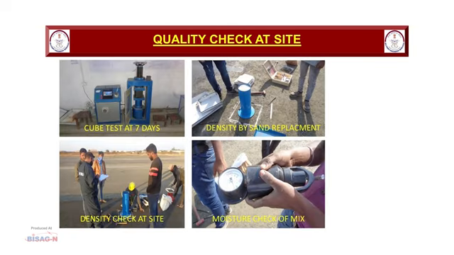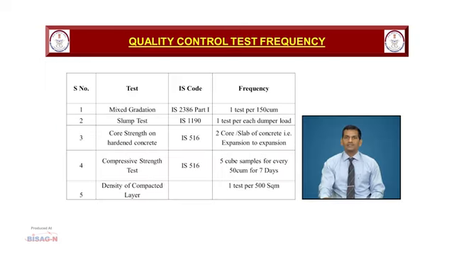The quality check at site. The photographs showing the quality check of the DLC at site. Photograph number 1 showing the testing of compressive strength at 7 days, and photographs 2 and 3 refer to the field density check at site with sand replacement method, and photograph 4 showing the checking of moisture content with electronic moisture meter. Quality control test frequency.